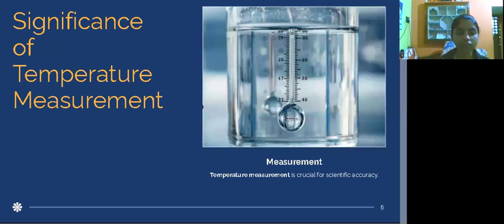Significance of temperature. Accurate temperature measurement is vital in science, industry, and also in daily life. It helps us control chemical reactions, monitor weather, maintain engines, and preserve food and medicines. Without it, most modern technologies would not function efficiently.